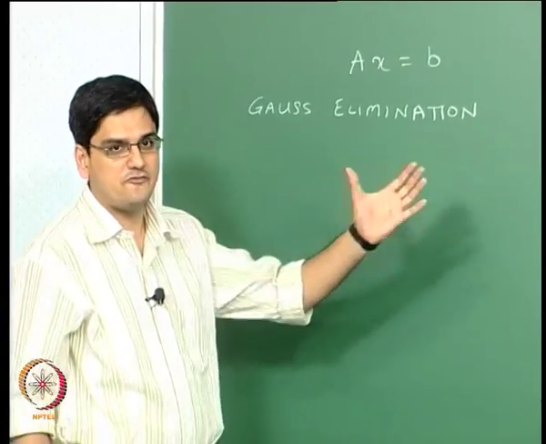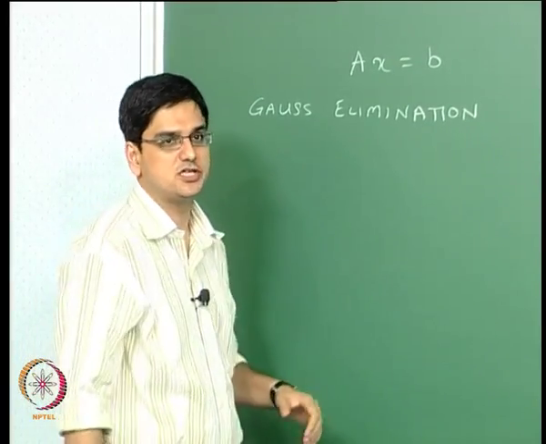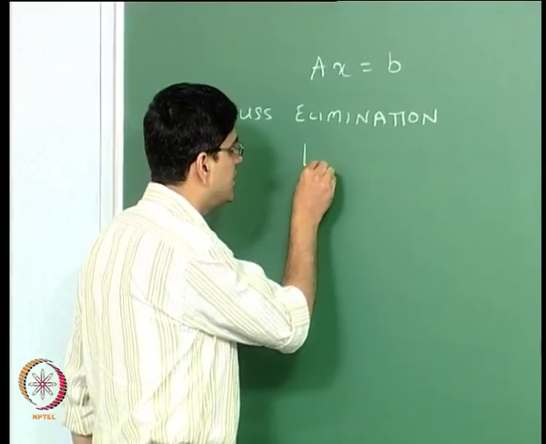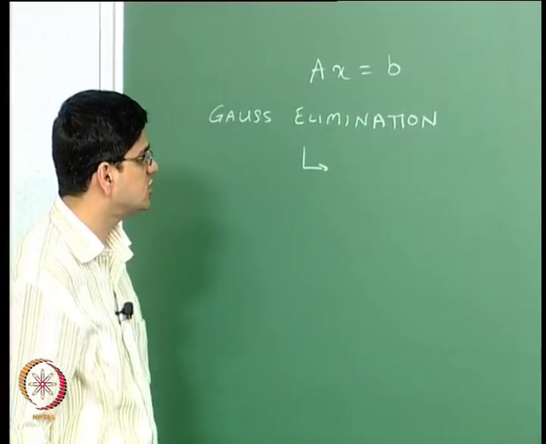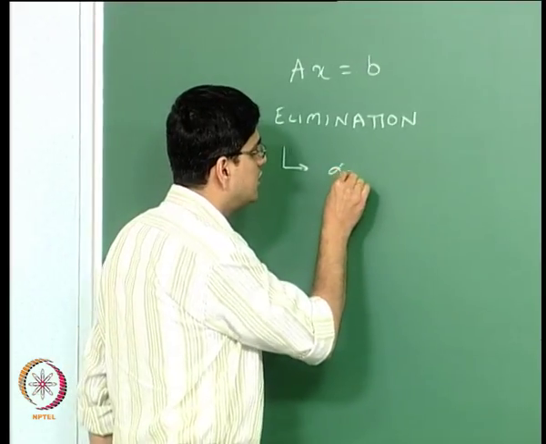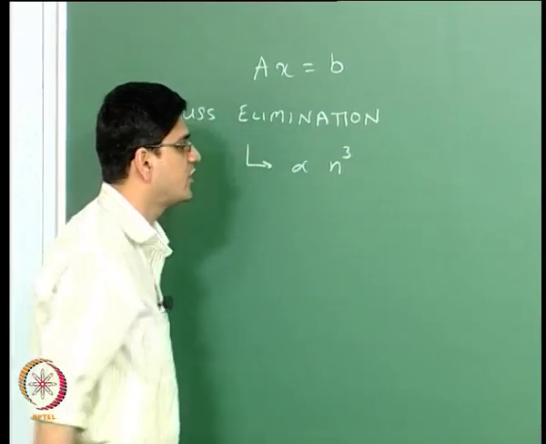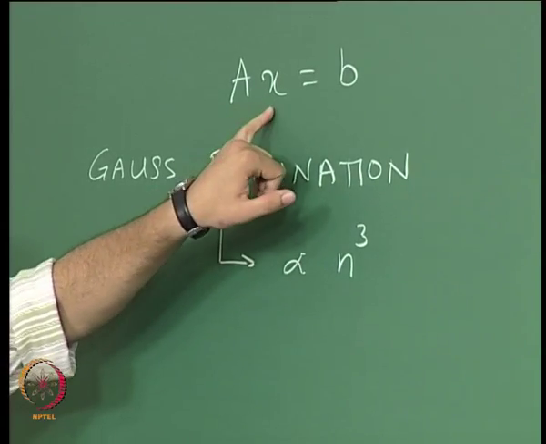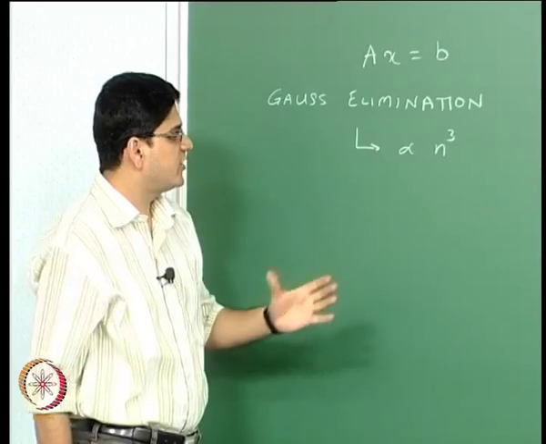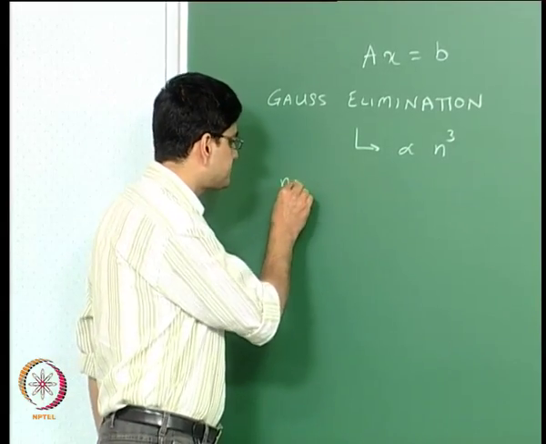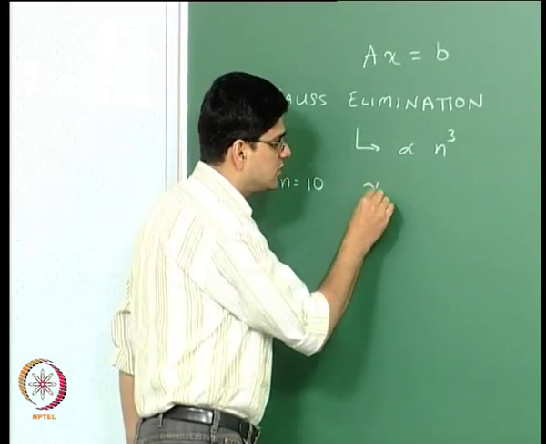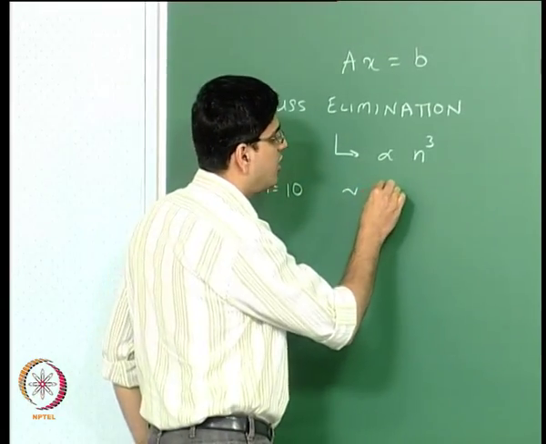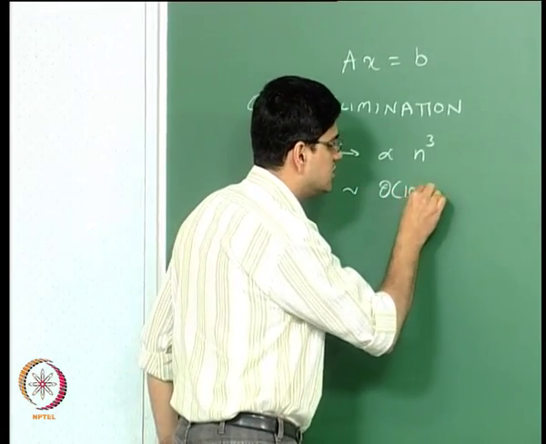What we just saw a few minutes back is that Gauss elimination is a highly computationally intensive method. It is computationally intensive because the number of computations required for Gauss elimination is proportional to n to the power 3, okay, where n is the number of variables in the vector x that we are solving for. So, for example, if n equal to 10, the number of computations required in order to use Gauss elimination is of the order of 1000.